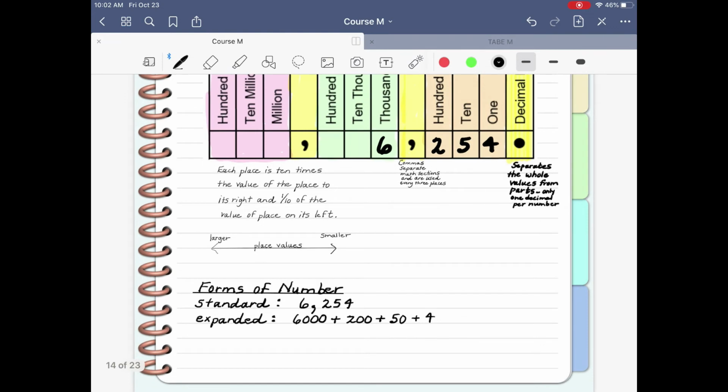And then the third one that we can use today is word form. I always hated this one when I had to write these in school because I had to spell everything out. But we have 6,000, there's a comma between thousands and hundreds, 254.